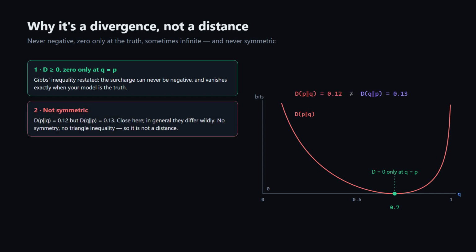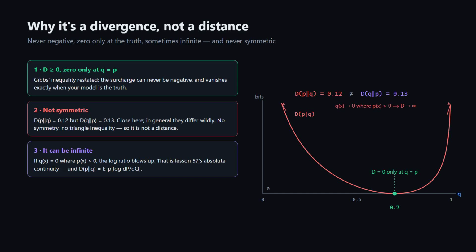Second, it is not symmetric. For our coin, D of P from Q is 0.12 bits. Swap the arguments and you get 0.13. Close here, but in general the two can differ enormously. Because it fails symmetry and fails the triangle inequality too, it is not a distance, which is exactly why it is called a divergence and not a metric.